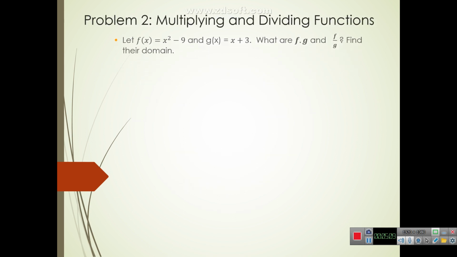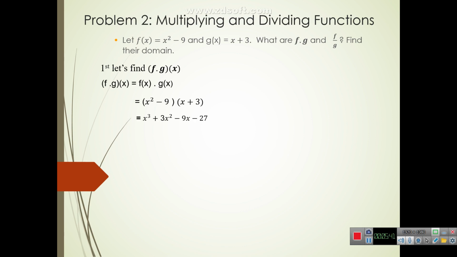In problem 2, we are going to find the product and the quotient of the function. Let f of x be x squared minus 9 and g of x be x plus 3. What are f times g and f over g? And find their domain. Let's find their product. F times g is the same as f of x times g of x. Substitute each function and multiply them. You'll get x cubed plus 3x squared minus 9x minus 27.